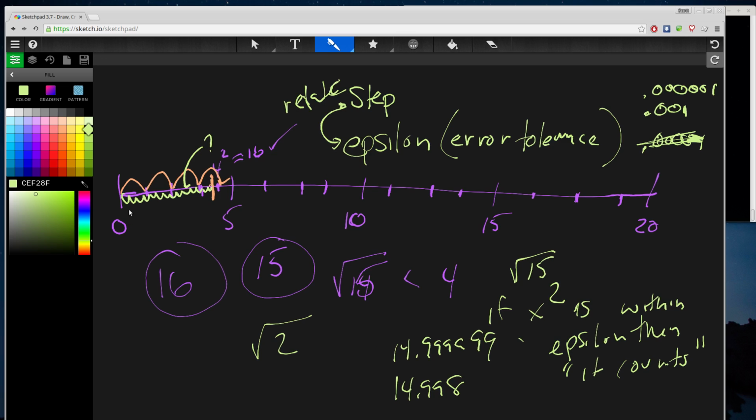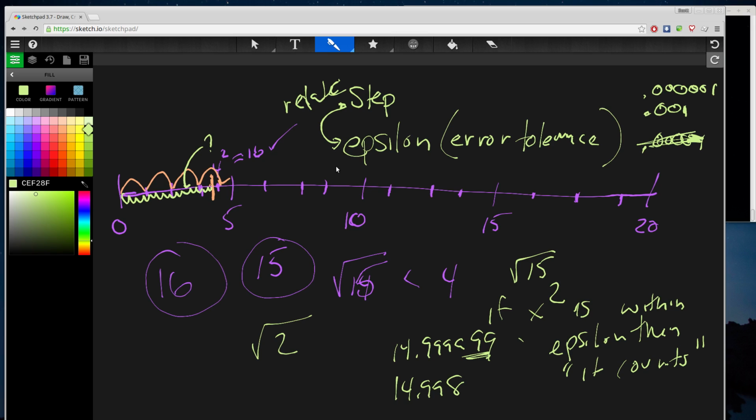Because if I don't step in small enough increments, I might not be able to find the number that's within the error tolerance that I'm looking for. So these are all parameters into our solution, and epsilon is the key one. How much error tolerance am I willing to deal with? I can generally define step based on epsilon. So if epsilon is 0.001, then maybe I'd step in 0.00001 or something like that.